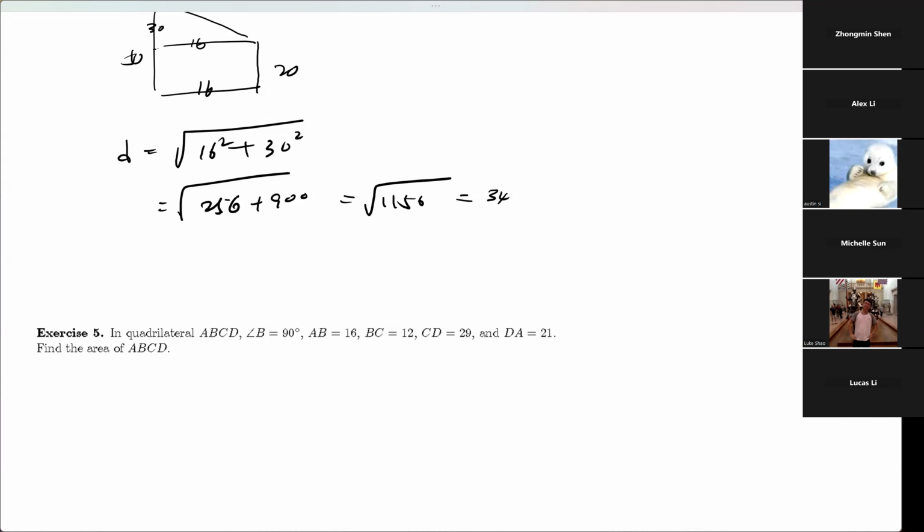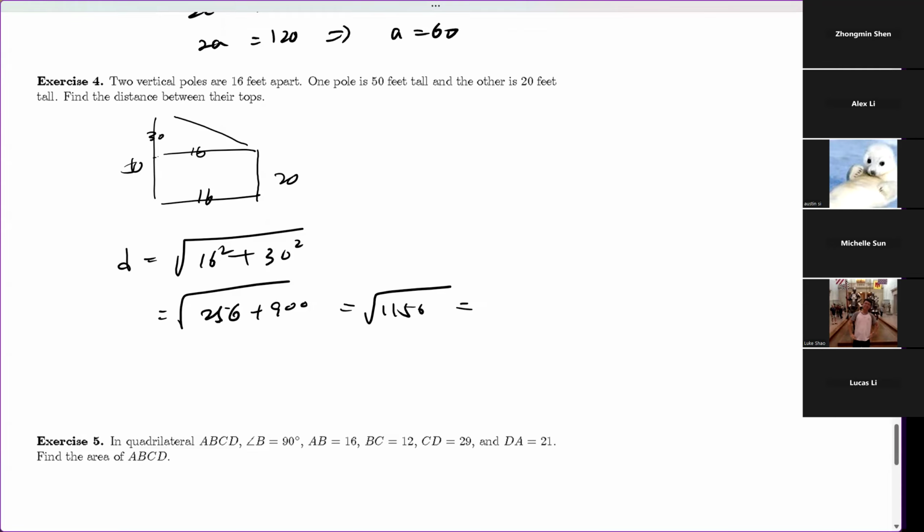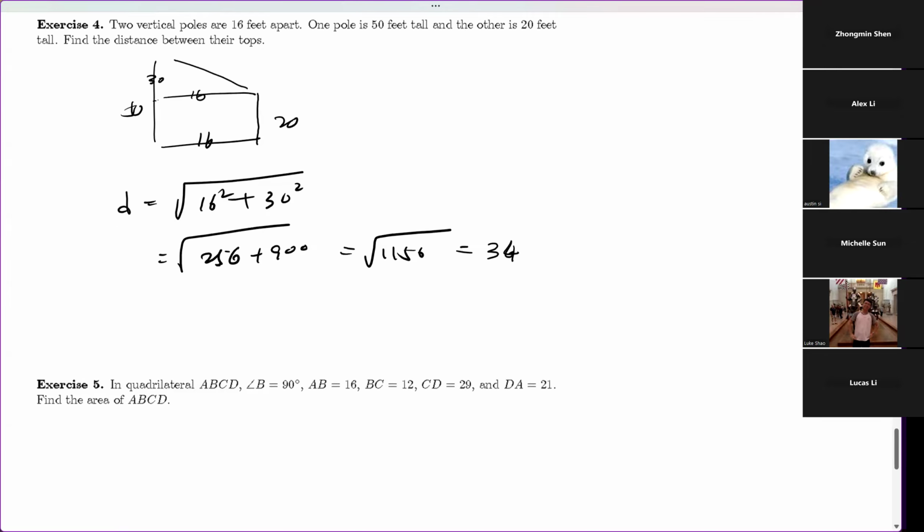Oh, it's 130. Yeah, I'm copying one. Right. It's 100. Let's see. That's a 34 square. That's a 34. Yeah, 34. 34 square is going to be 1,156. Yes.